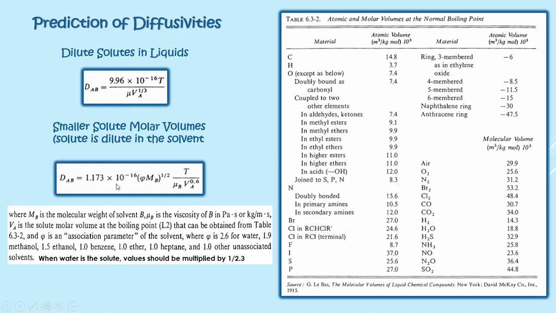If you have a solute in very small molar volume, and that is your solute is diluted in the solvent, this will be your formula, and you are to divide your answer in the same way here by 2.3 if water is not your solvent but rather your solute. So in here, you're going to get the atomic volume of the atoms present in your particular solute A, as defined in this particular paragraph. You're going to take from table 6.3-2 the solute molar volume based on the atoms that are present on it.